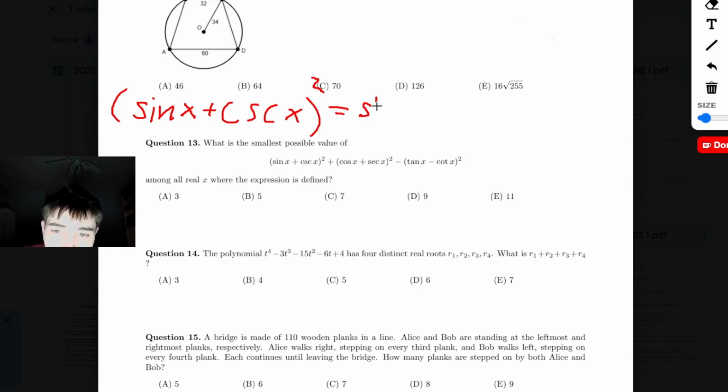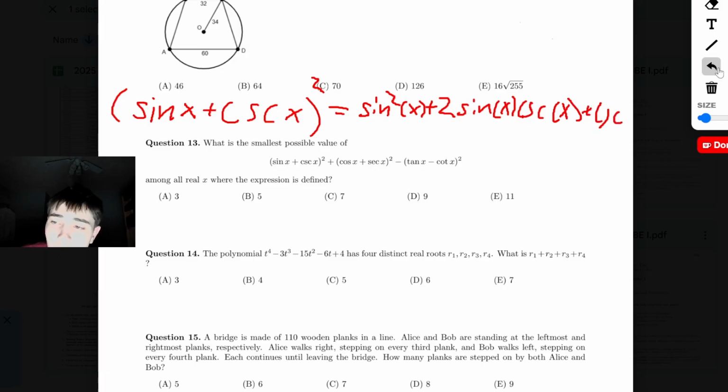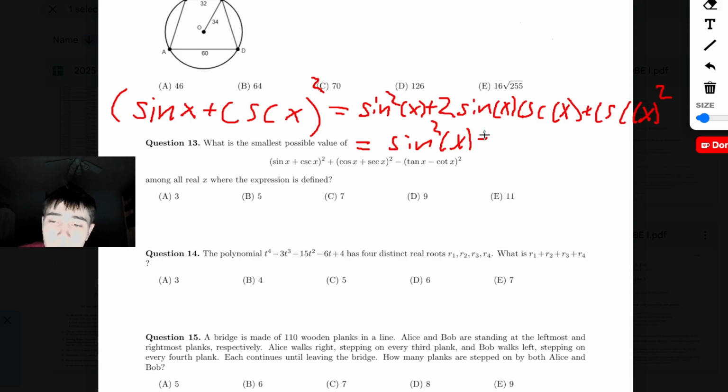So sine squared of x plus 2 sine of x times cosecant of x plus cosecant of x squared, that is equal to sine squared of x plus, remember, sine of x times cosecant of x is 1, so plus 2 plus cosecant of x squared. We can't simplify this anymore. We can write it in different ways, but we can't simplify it yet.